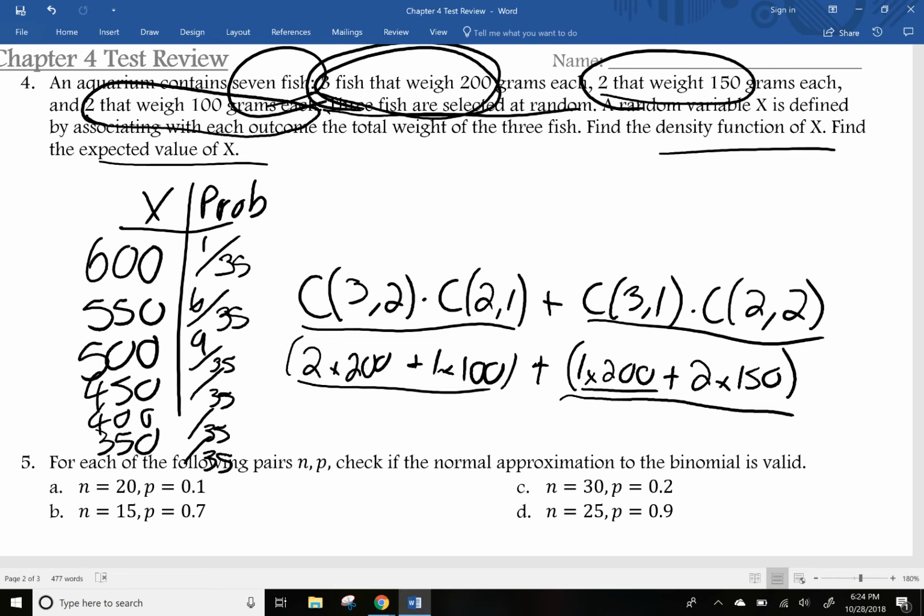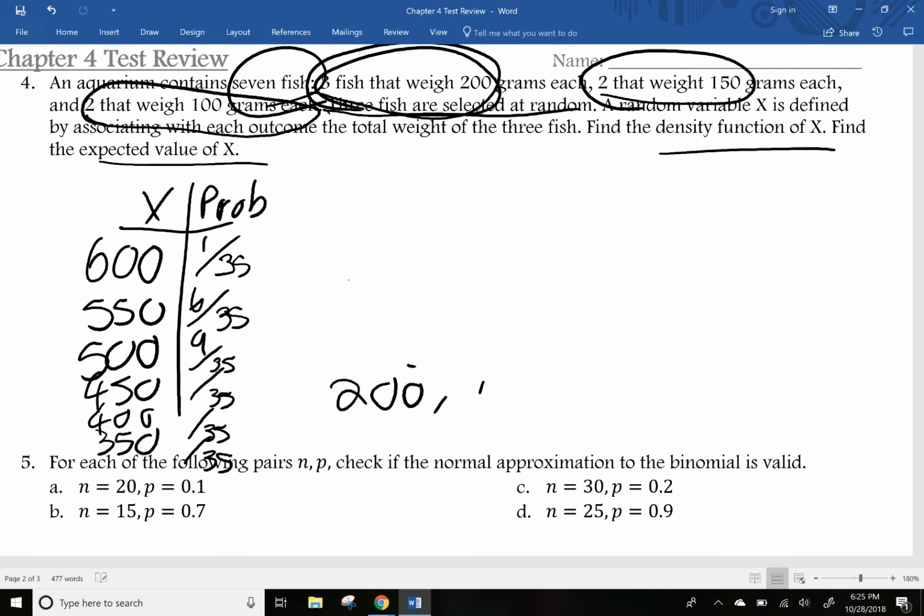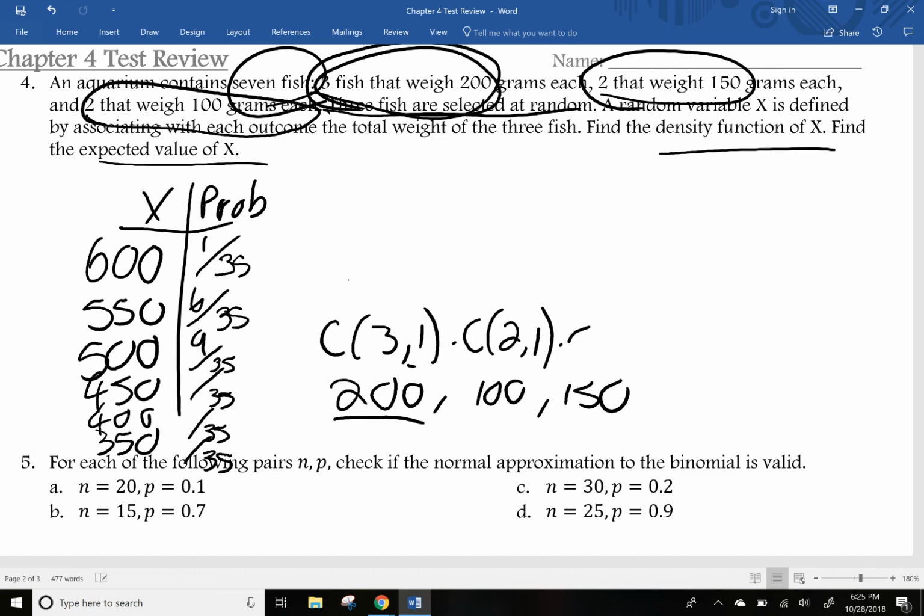All right. Let me erase that because I don't need it anymore. Now 450. So 450 was 1 of each, right? A 200, a 100, and a 150. So that's a combination of 3 choose 1 because there are 3 200-gram fish, and you're picking 1 of them, multiplied with the combination of 2 choose 1, and 2 choose 1. Because there are 2 100-gram fish, and you're choosing 1 of them. There are 2 150-gram fish, and you're choosing 1 of them. And that all multiplied together is 12.